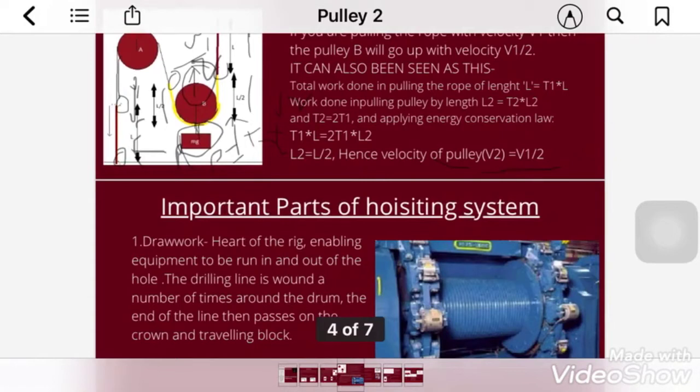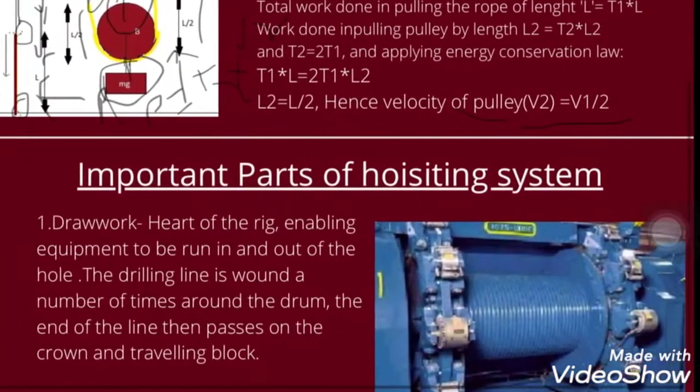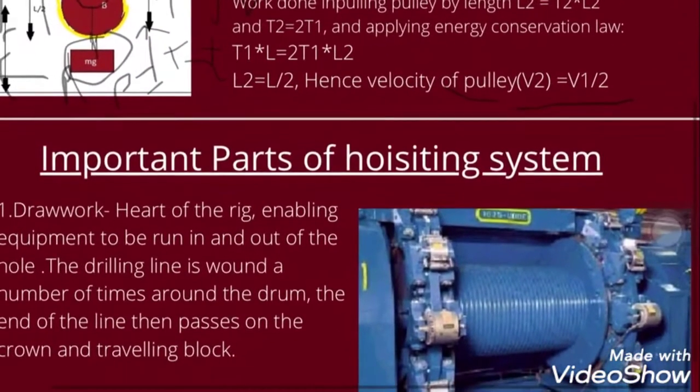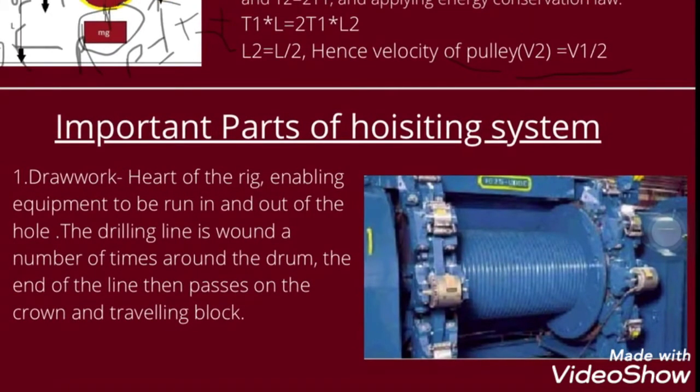Now moving to the hoisting system. Here are some basics about the parts of the hoisting system. In detail, it will be discussed in the drilling lectures. You can see here the first part of our hoisting system is the drawworks. It's a drum-like structure like this. This is like the heart of the hoisting system, as it is the part responsible for the upward and downward movement of the drill pipe.